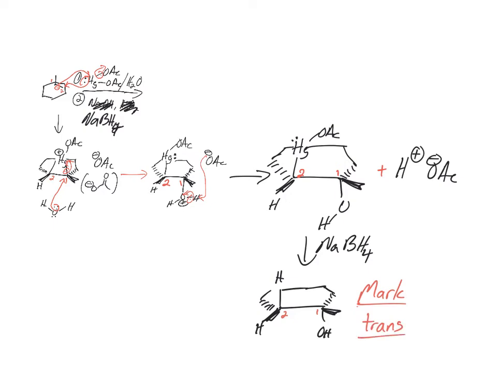Do all Markovnikov products have to be trans? No. This one is. So the two things you added, the H and the OH, end up trans together. That's what trans means. Markovnikov refers to the more important group you added, not hydrogen, ends up on the more substituted carbon.